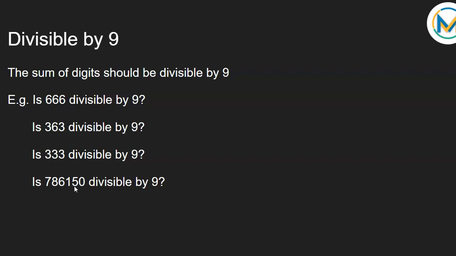Okay, now what if you add all the digits and you still get a big number and you don't know if it is divisible by 9? Apply the rule again. Again add the digits of that number and then see if it is divisible by 9 or not.